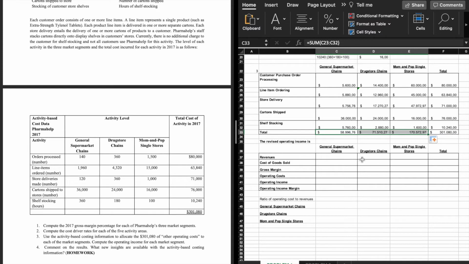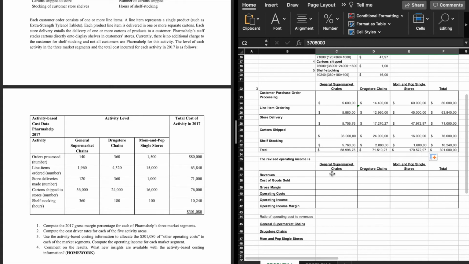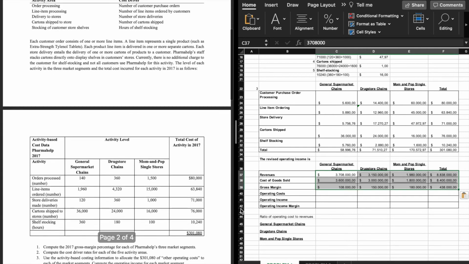And then we calculate the operating income. First, we input the revenue, cost of goods sold, and gross margins. And operating costs, the same as in the simple costing system. So it is from the given information here. And then for the operating cost, it's different because now we have the operating cost for each market segment. So we put it here from the calculation before. And now we can calculate the operating income for each market segment.